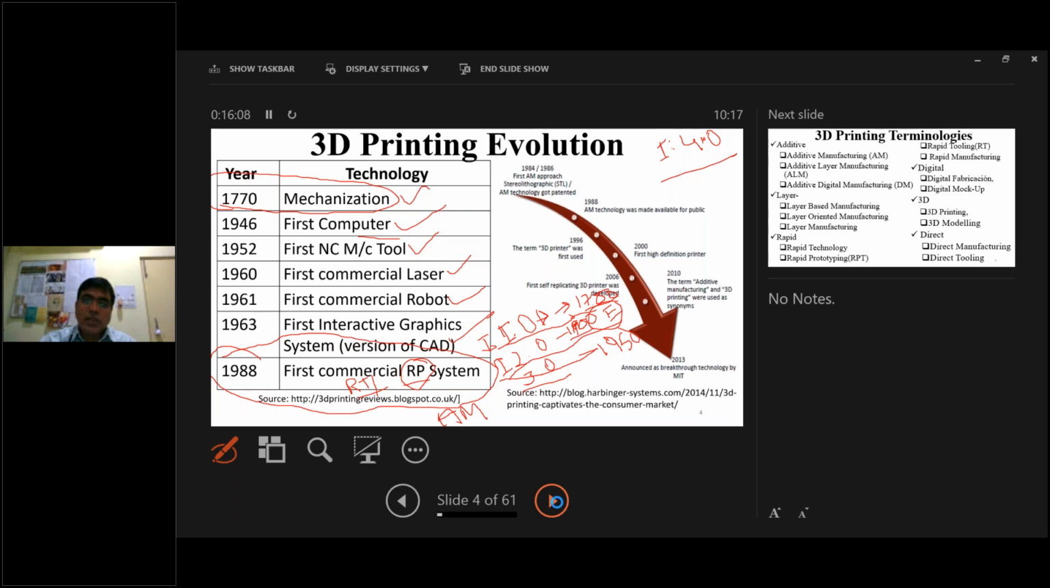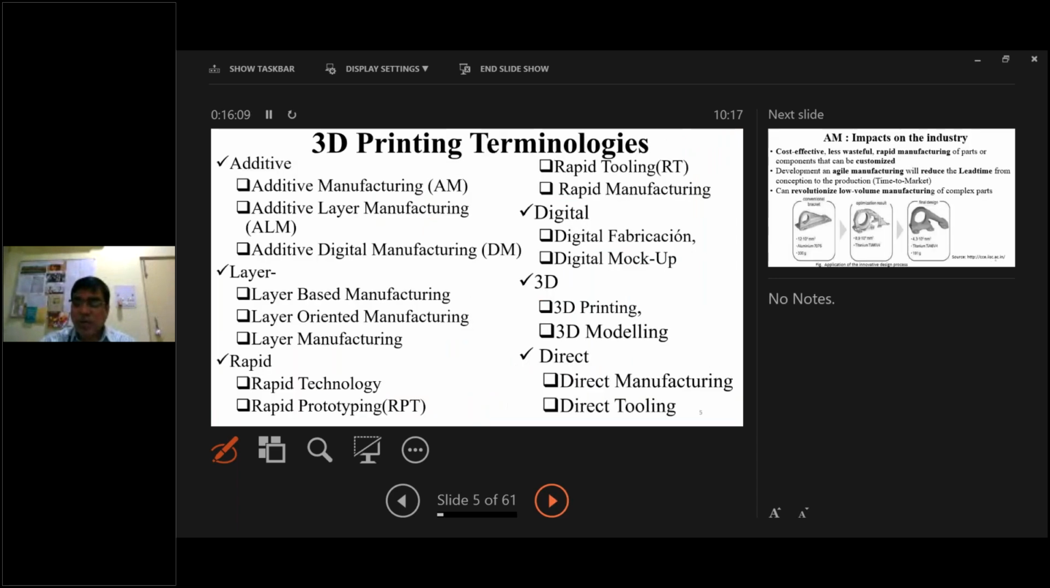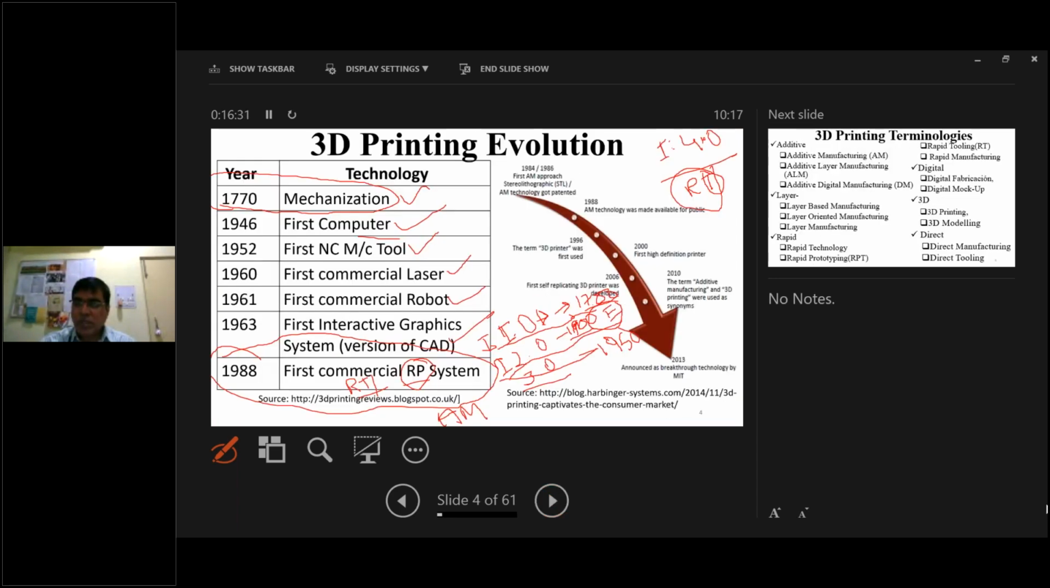Now let us understand this: what is RT? Anybody would like to talk about this RT word, the word tool? Can you name what a tool might be with respect to rapid tooling? What a tool is? Anybody? Anyone? What is a tool in terms of rapid tooling?